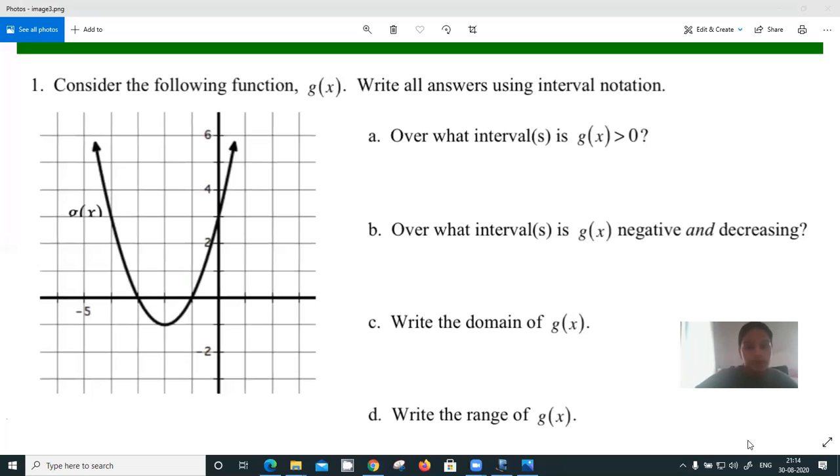So, can I try writing it? Yeah, you can annotate. So, I think my parents are home.